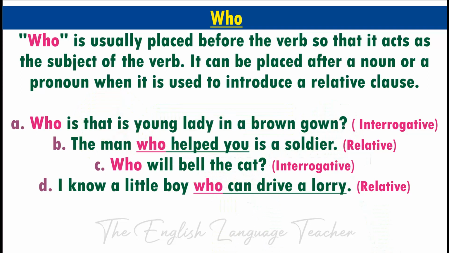Back to the class. First one, W-H-O, who. Who is usually placed before the verb, so it acts as the subject of the verb. It can be placed after a noun or a pronoun when it is used to introduce a relative clause. Example here will shed more light to this. Who is that young lady in a brown gown?